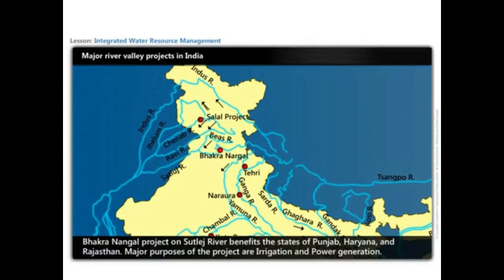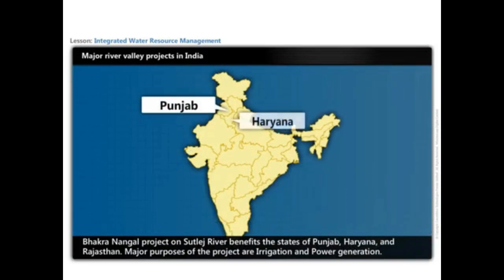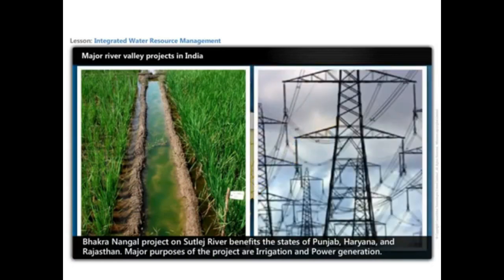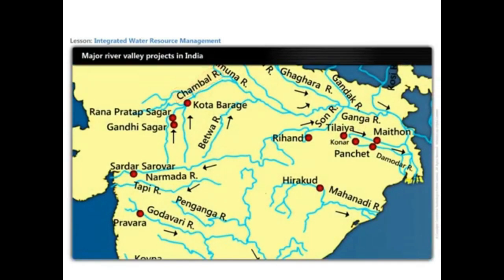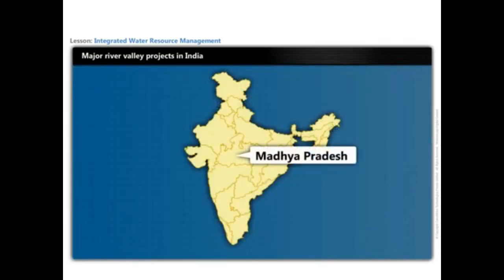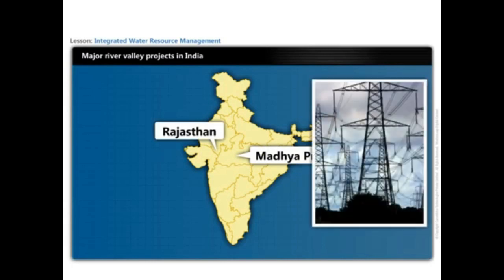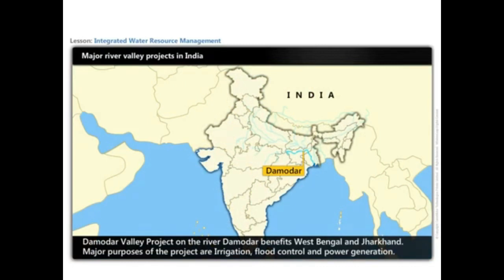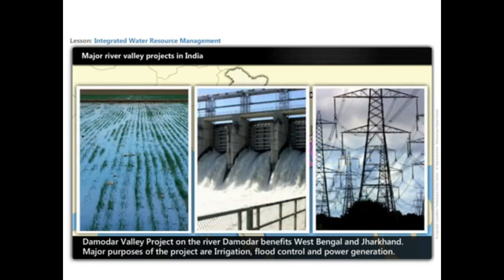Bhakra Nangal project on Sutlej River benefits the states of Punjab, Haryana and Rajasthan. Major purposes of the project are irrigation and power generation. Chambal project that includes Gandhi Sagar, Kota Barrage, Rana Pratap Sagar and Jawahar Sagar Dam is located on Chambal River. The project benefits the states of Madhya Pradesh and Rajasthan. Power generation is the major purpose of the project. Damodar Valley project on the river Damodar benefits West Bengal and Jharkhand. Major purposes of the project are irrigation, flood control and power generation.